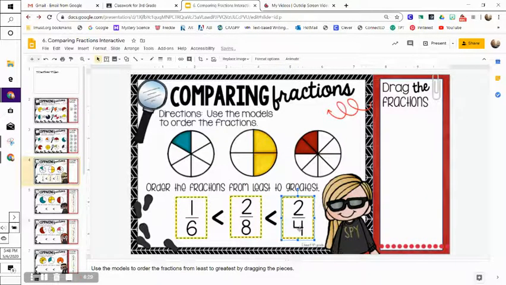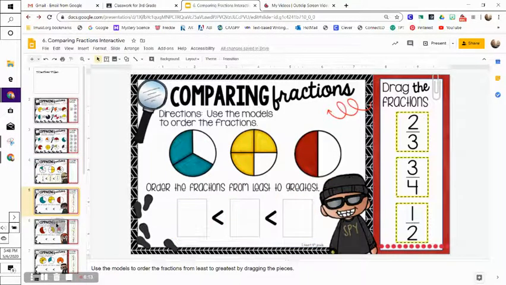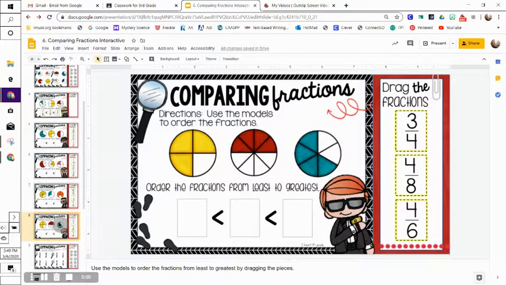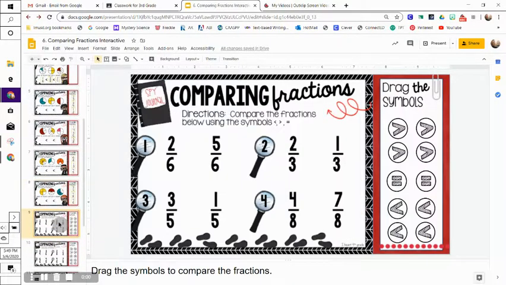So the way that you would read this is you would say 1/6 is less than 2/8 is less than 2/4. And you would read it from left to right, just like you're reading a book. And that's how you do it. Okay, so you're going to do the same thing for slides 5 and 6.